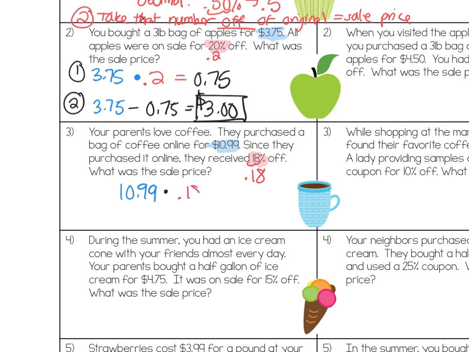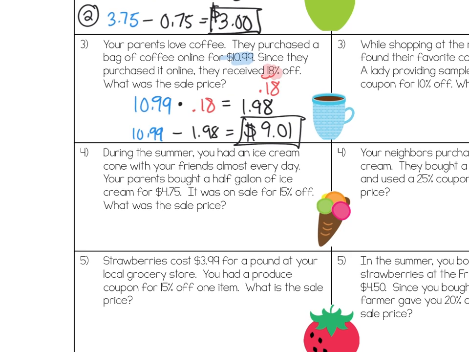So I'm going to multiply this by 0.18, and you're going to get an answer: 10.99 times 0.18 is equal to about 1.98. Okay. Then remember, we're going to take our original price for our second step, $10.99, and we're going to subtract 1.98 from that. So $10.99 minus 1.98 is equal to the sale price of the coffee, $9.01. Okay, let's try another one just so that you guys can see what's going on.